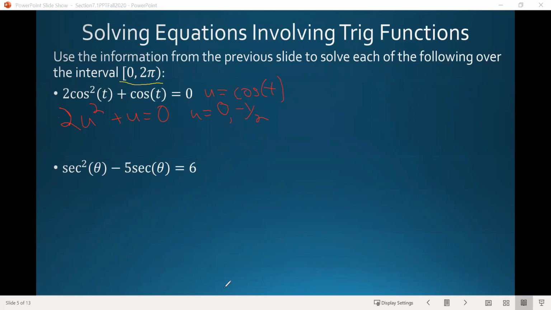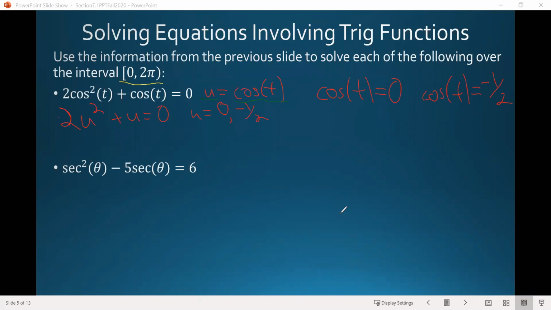Over here, we're not solving for the value of u, right? We're trying to find the values of t. And notice above, again, we have this equality that u equals cosine of t. So we can now rewrite these equations as now instead of u equals 0 and -1/2, we can have cosine of t equals 0 and cosine of t equals -1/2. And then these we know how to solve from chapter 6.